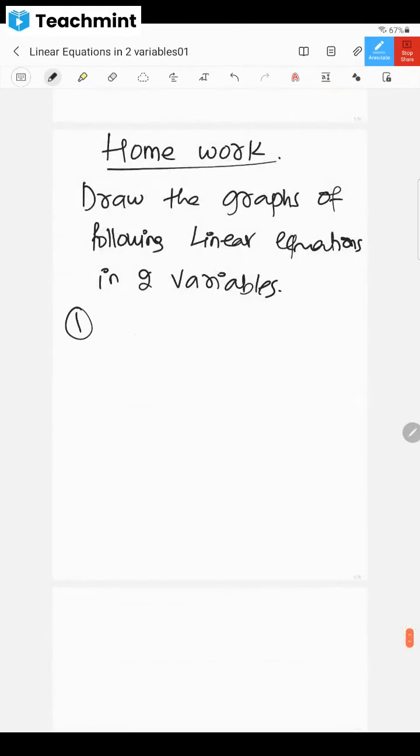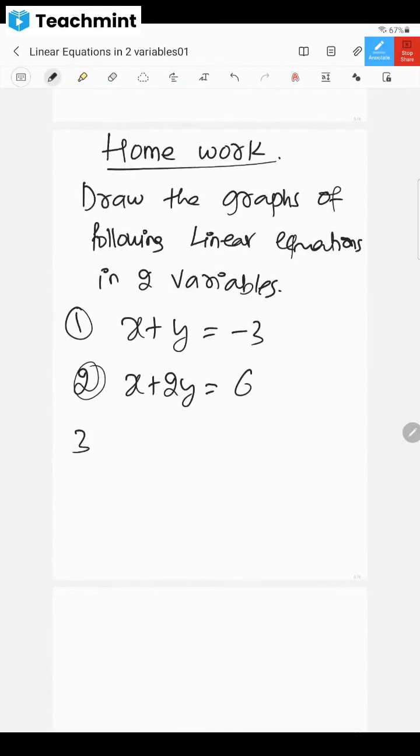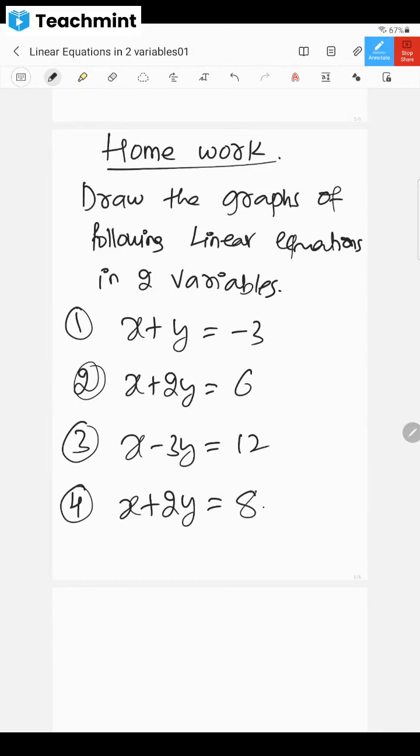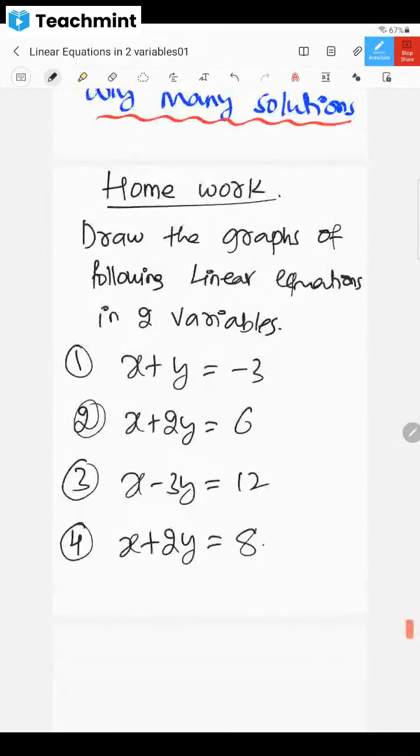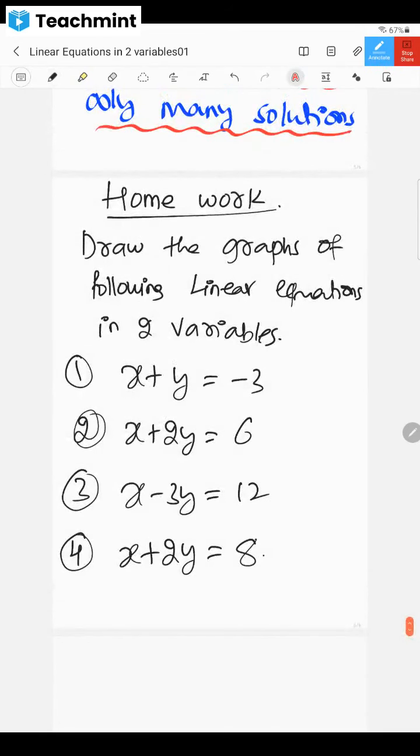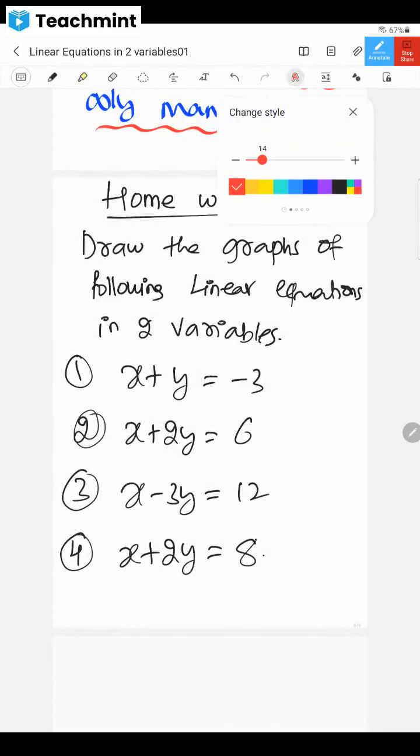The first graph is x plus y is equal to -3, and the second graph is x plus 2y is equal to 6. Third one, x minus 3y is equal to 12. Fourth one, x plus 2y is equal to 8. Will you draw all of these graphs? Okay. So this is the homework for you guys.